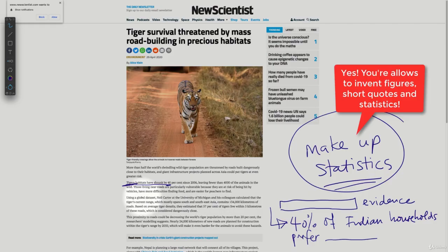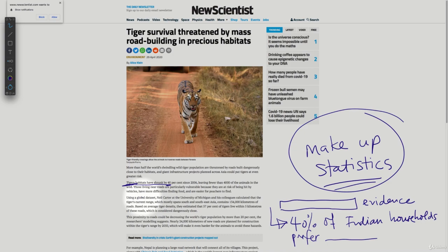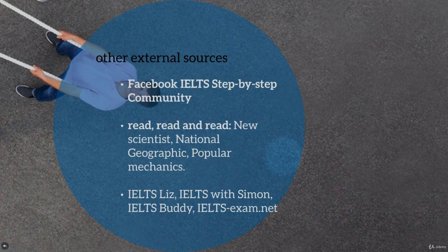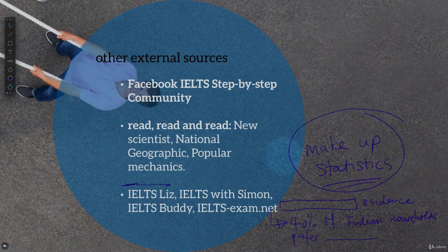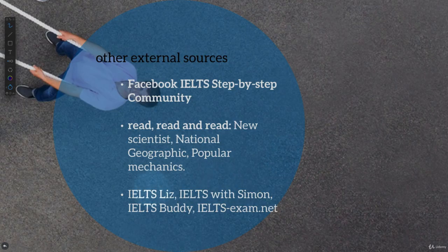Now that's New Scientist, and remember, the other two are National Geographic and Popular Mechanics. And then we've got some other sources to help us improve our writing. IELTS Liz is absolutely amazing. She's got IELTS Liz on YouTube as well as her own website. Then there's another one called IELTS with Simon, IELTS Buddy, and IELTS-exam.net. So have a look at those ones as well. If you haven't already seen them, type this into Google and you'll be able to find all this information. Just remember that this one also has a YouTube channel.